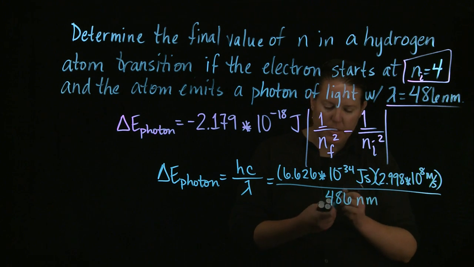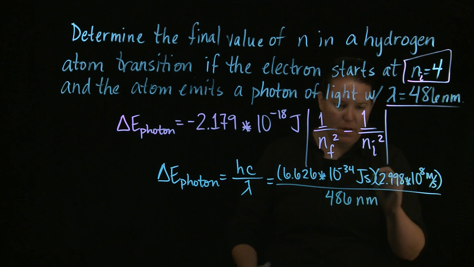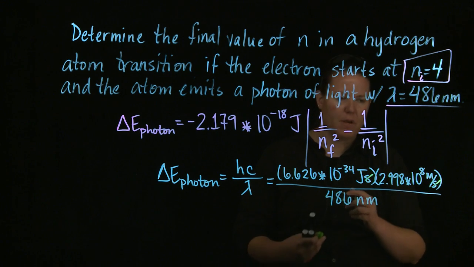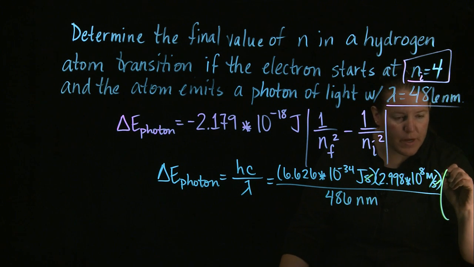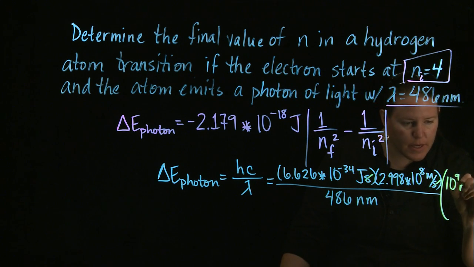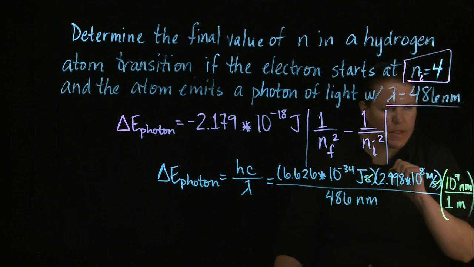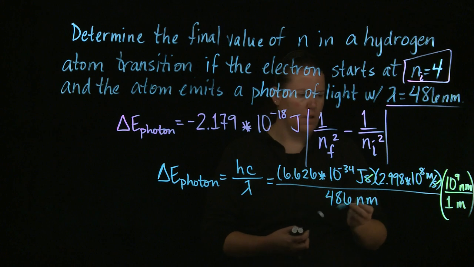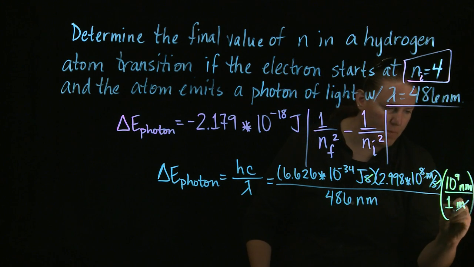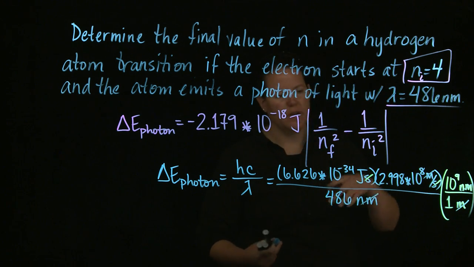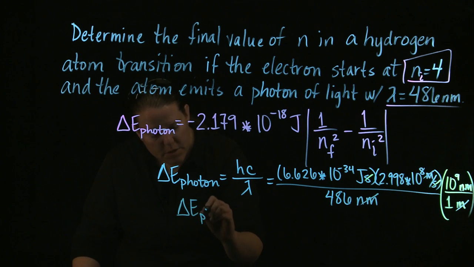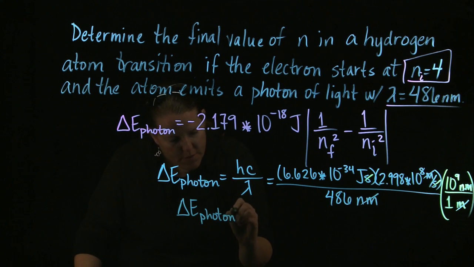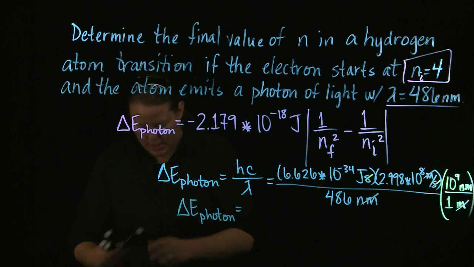And while you're happily canceling out things and saying, well, seconds cancel out, notice that meters and nanometers do not. Because they do not, I need one more conversion factor here. I know that there are 10 to the 9th nanometers in 1 meter. You guys see that? Excellent. And meters cancel out, nanometers and nanometers cancel out. I get joules alone by itself in the end, which is exactly what I'd expect for the energy of a photon.